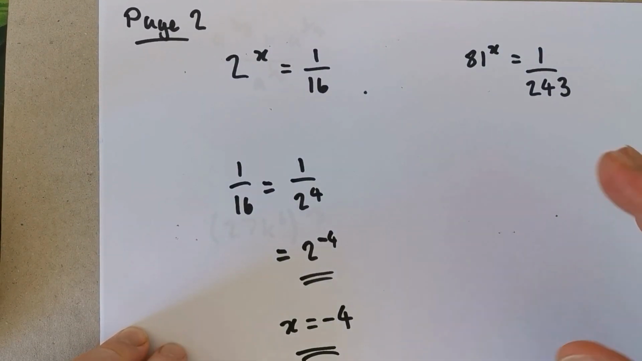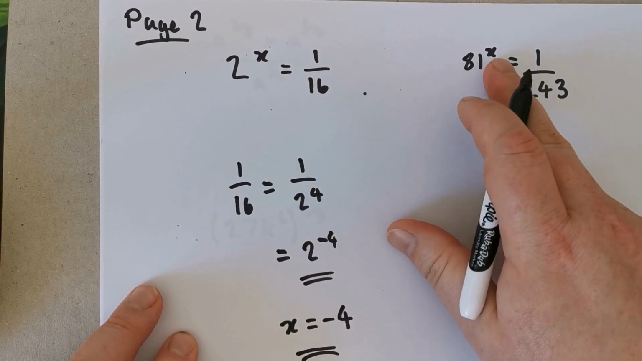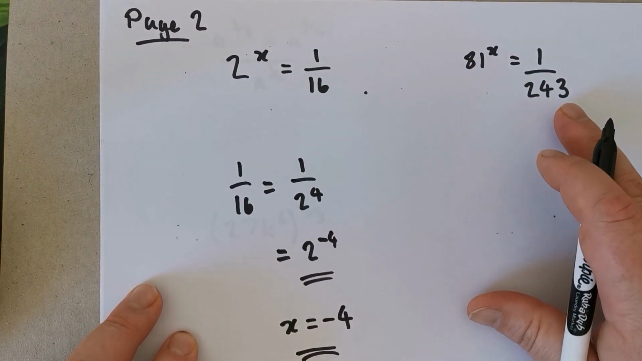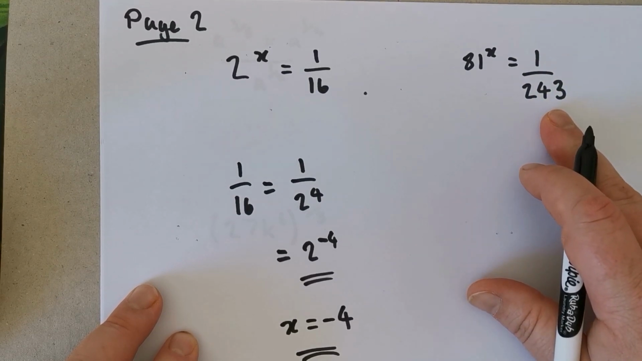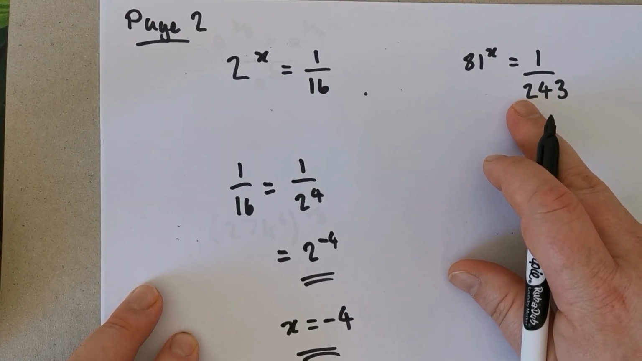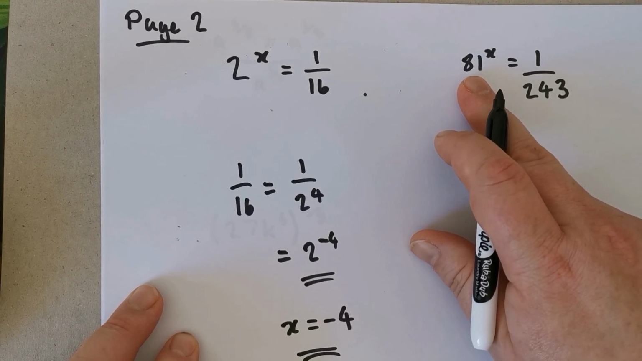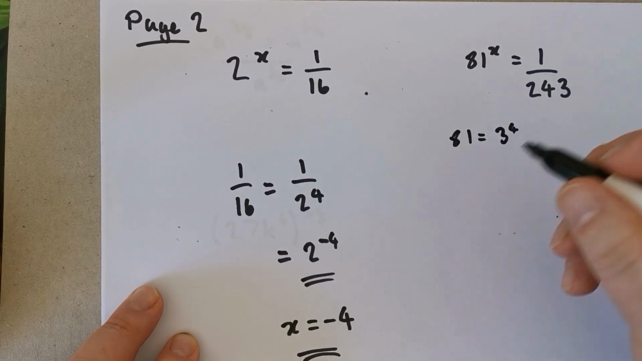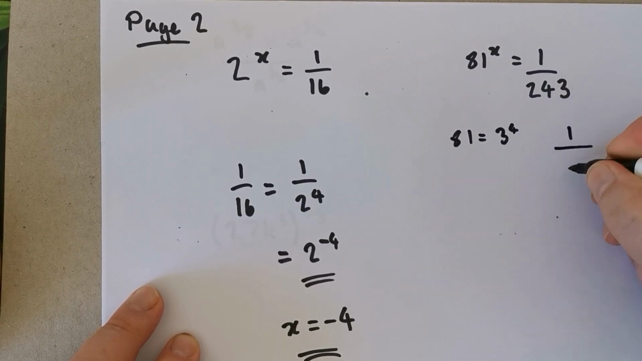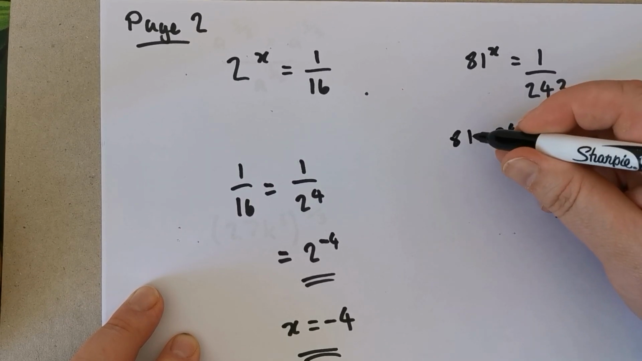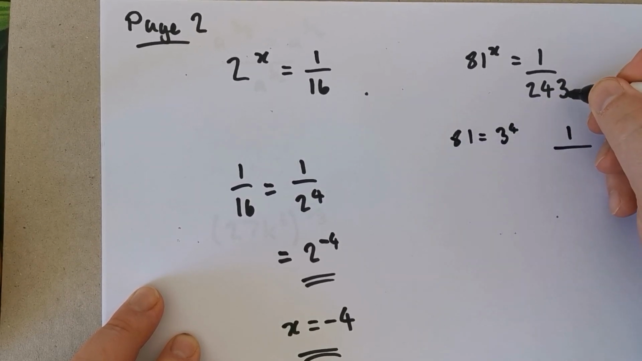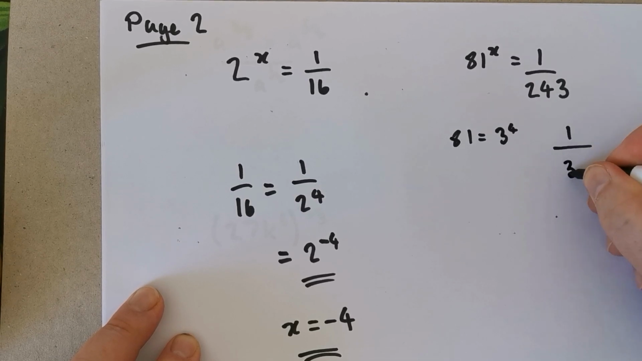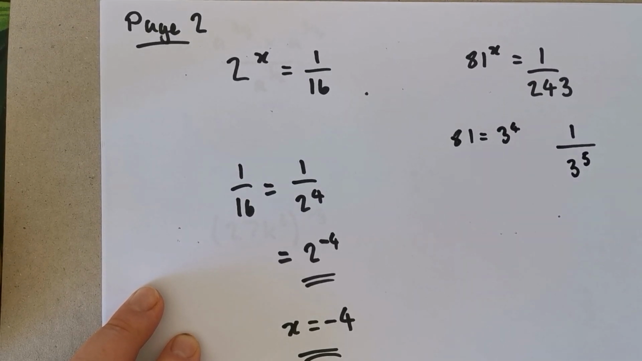Done. Same kind of thing here, 81 to the power x. Now this is a bit harder, because 81 times 3 is 243, and that isn't a power, we're not using a power there. But what you can say is that 81 is 3 to the power 4. Also, 3 to the power 4 is 81, and if I times 81 by 3, I get 243. So 1 over 243 is the same as 1 over 3 to the power 5.